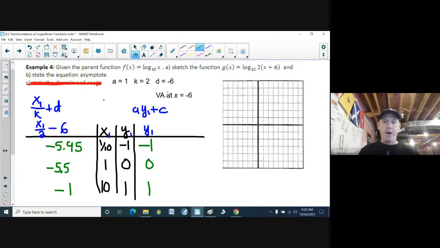So now I can graph this thing. Again, I've got my VA at x equals -6, which is right here. Now I just plot my points. So I have negative 5.95, -1. That's basically right in here. I got negative 5.5, 0, right there. And then -1, -1, or -1, 1.